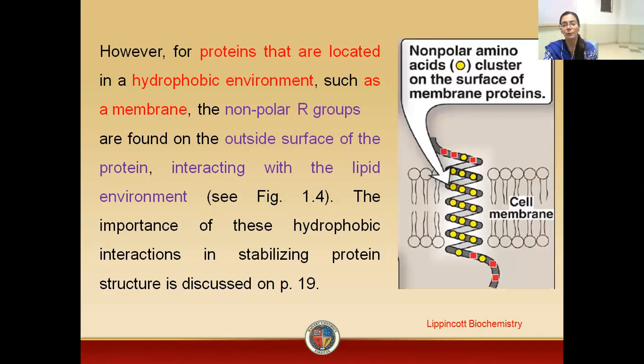Now, if these proteins are located in a hydrophobic environment, such as the cell membrane, these non-polar R groups will tend to cluster on the outside surface of the protein. That is, they will interact with the lipid bilayer. So in this case, the non-polar amino acids, represented by the yellow color, will cluster on the surface of the membrane protein, and thus they will interact with the lipid bilayer.